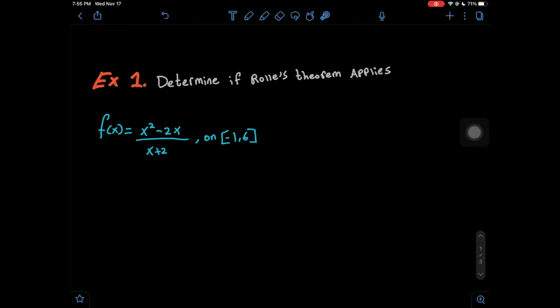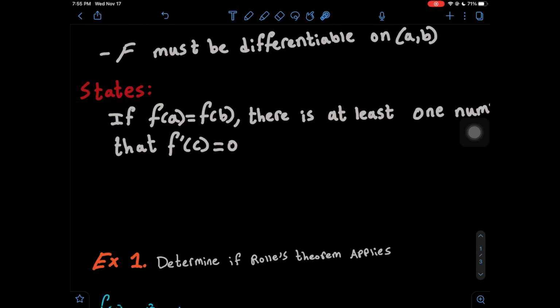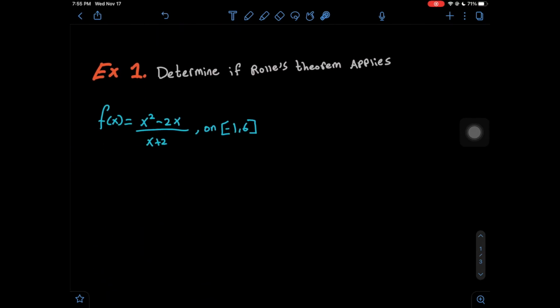Are there any values that would make our denominator equal 0 on this interval? Because remember, if we set the denominator of a fraction equal to 0, it does not exist, or it's undefined, and it would not be continuous at that point. The only value that I can think of that would make this denominator equal to 0 is -2. So now we have to ask ourselves, is -2 in between -1 and 6? Obviously the answer is no. So we can assume that this function is continuous.